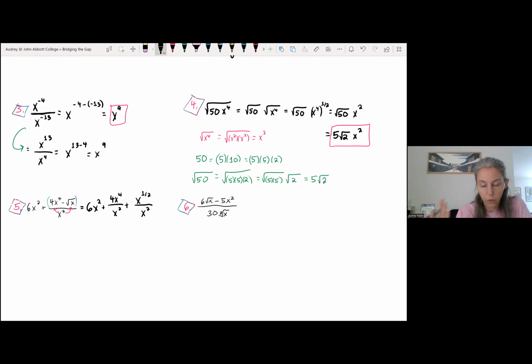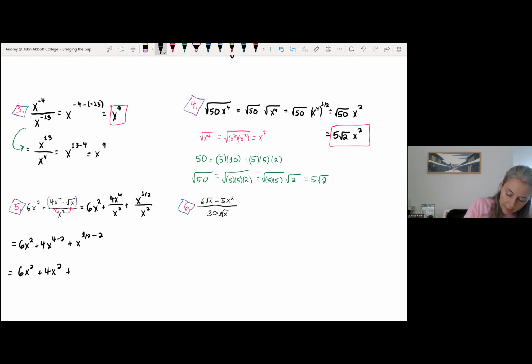We have x to the fourth over x squared. We know that x to the m over x to the n is equal to x to the m minus n. So this becomes 6x squared plus 4x to the 4 minus 2 plus x to the 1/2 minus 2, which gives me 6x squared plus 4x squared plus x to the negative 3 over 2.